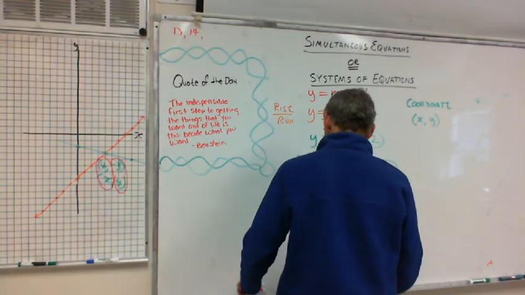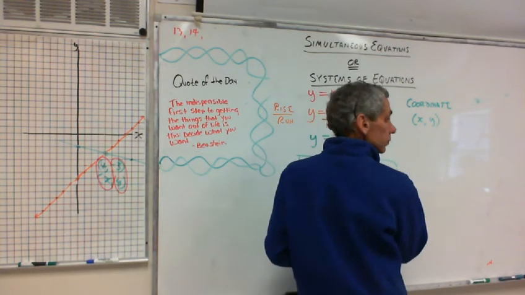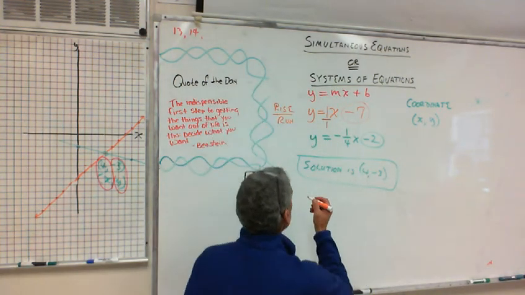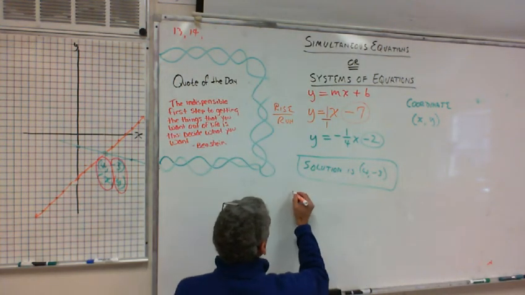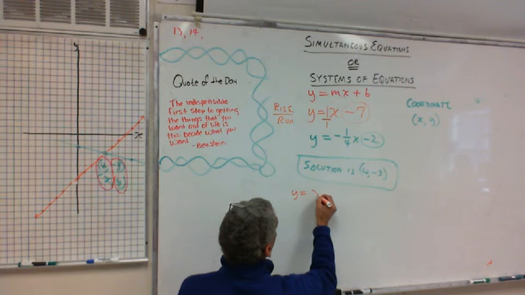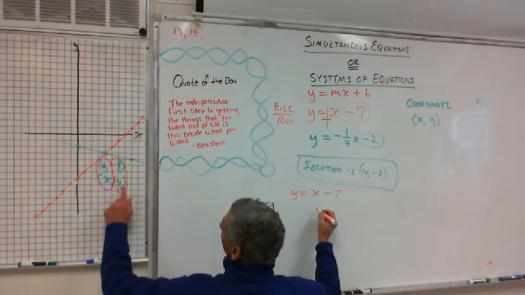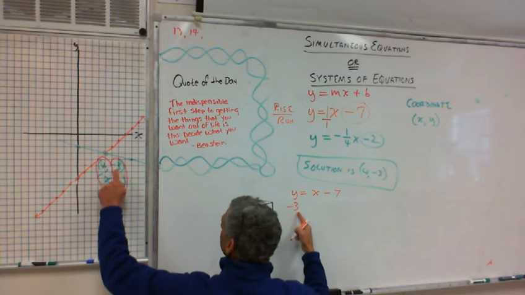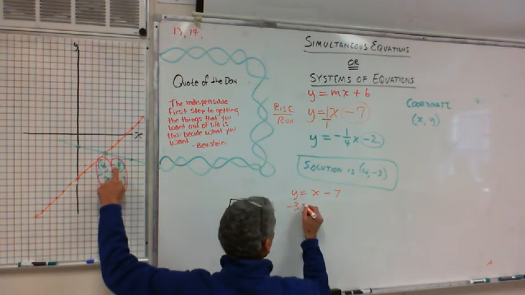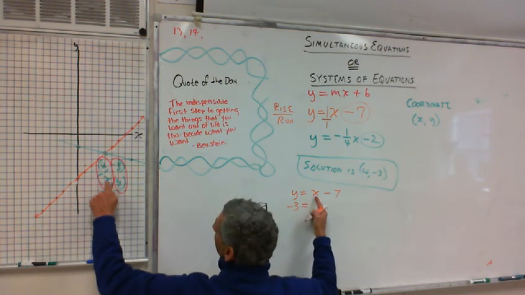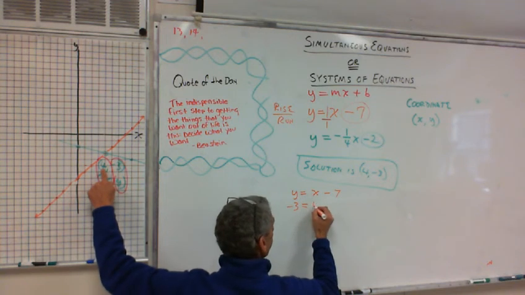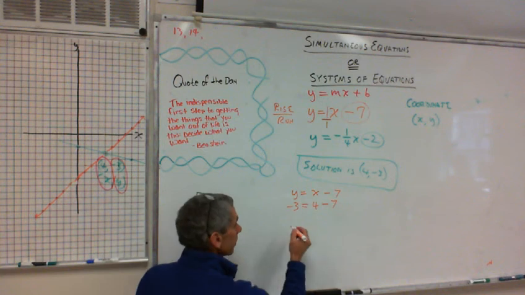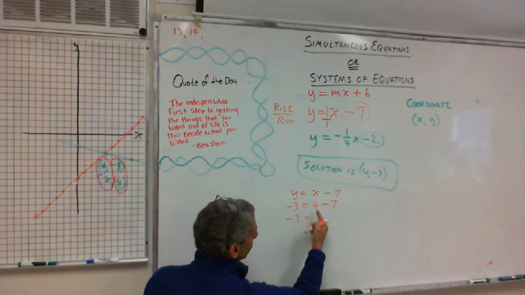So I'm going to come over here. I'll use the same colors here. Can I be seen anywhere? Oh well. I'll do it here. First I'll write the equation: y equals x minus 7. So my y is negative 3, so I'm going to put negative 3 here, because y is negative 3, equals x. My x is 4, so I'm going to put 4 minus 7. You see what I'm doing? Okay, negative 3 is equal to, what's 4 minus 7?